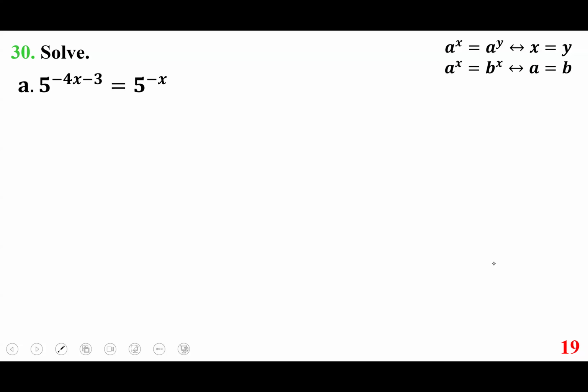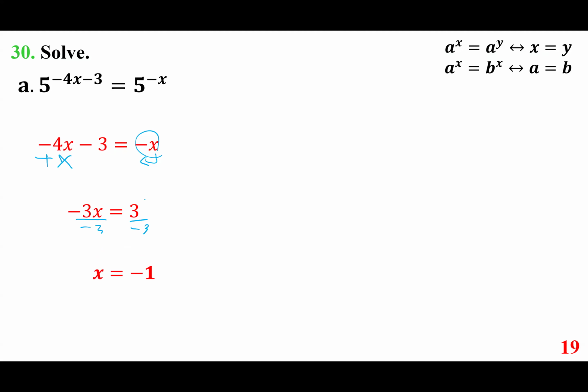We want to solve exponential equations. Please understand that if these two are equal with the same base, they must have the same exponent. If they are equal with the same exponent, they must have the same base. So because these two have the same base, they must have the same exponent. Divide both sides by -3. X becomes -1. As always, you can check it by putting it back into the original equation only.